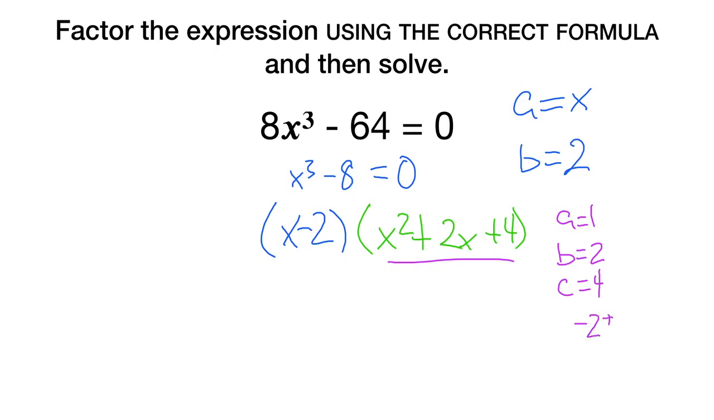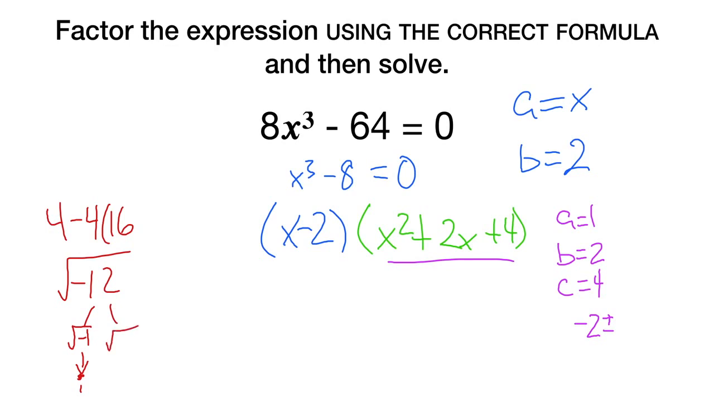So this becomes negative 2 plus or minus, now let's find our discriminant. So that becomes 2 squared, or 4, minus 4 times 1 times 4, so that becomes 4 minus 16, or negative 12. So let's see, the square root of negative 12. Well, I already know the square root of negative 1, that's going to be i. That seems to be a common theme so far. And that's the square root of 4 times the square root of 3 to get our positive 12.